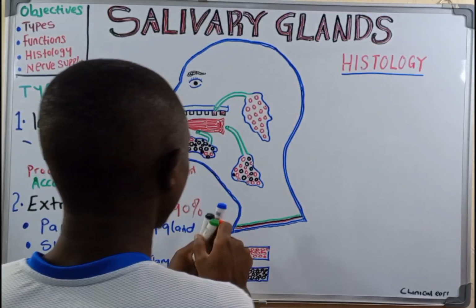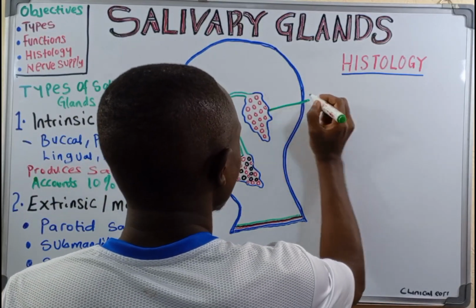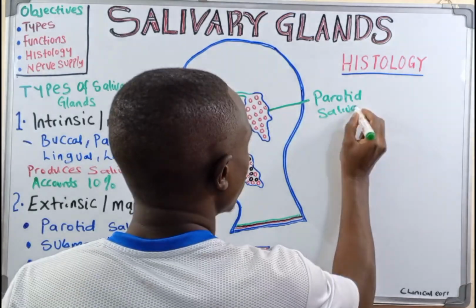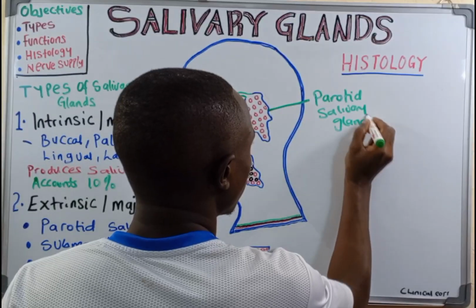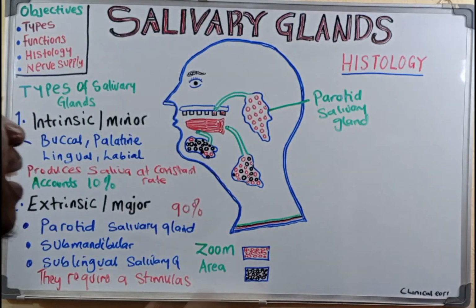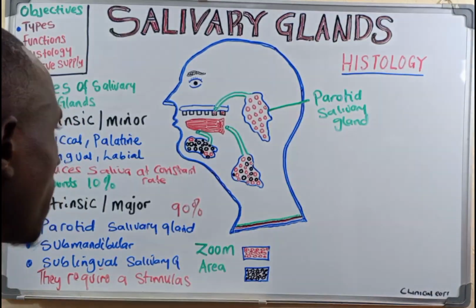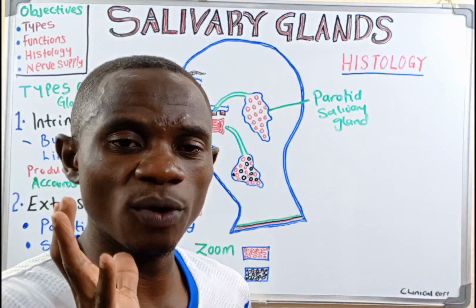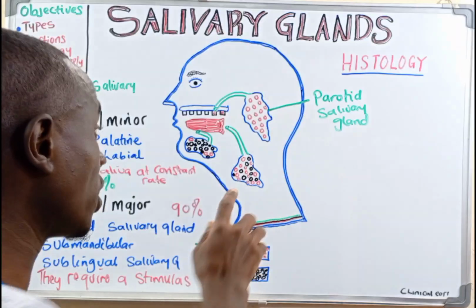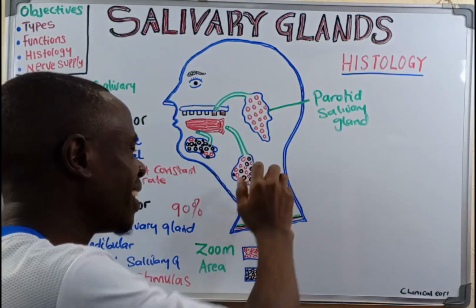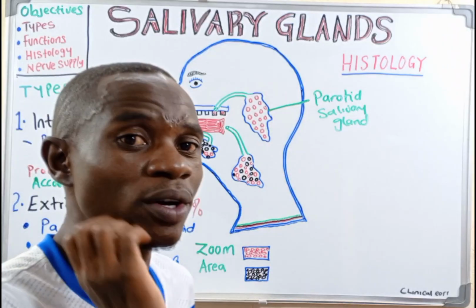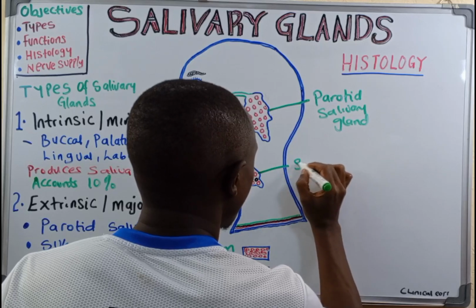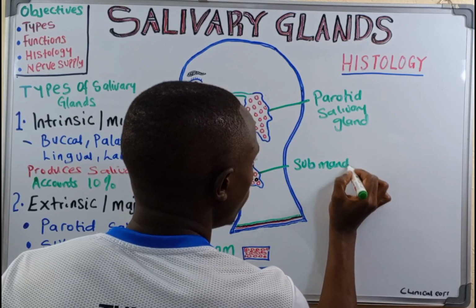This one here is the parotid salivary gland, one of the largest extrinsic salivary glands. Then this one, which is just beneath the mandible, or the lower jaw, is located just on the lower jaw, down here. This one is what we call the submandibular salivary gland.